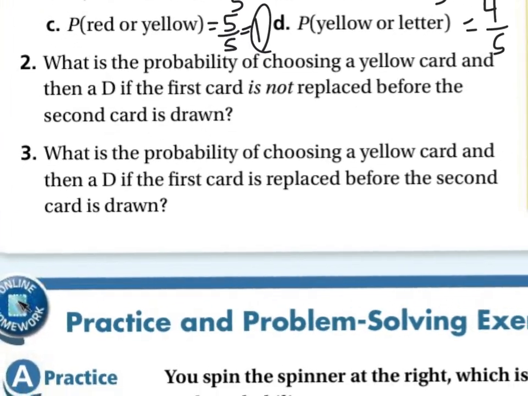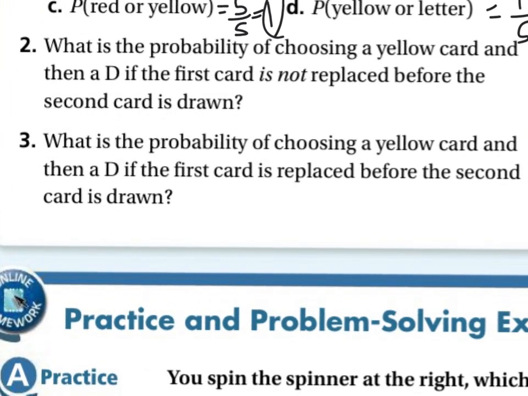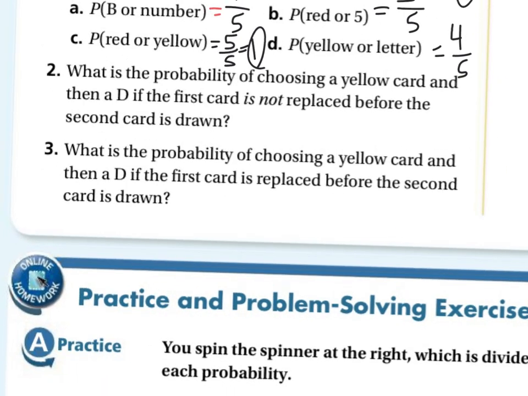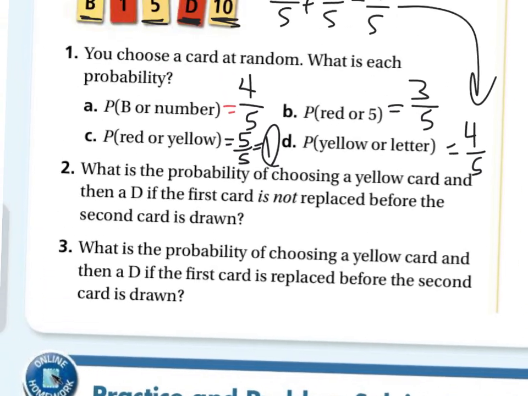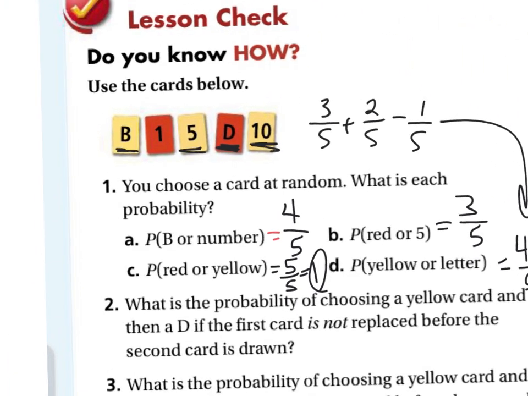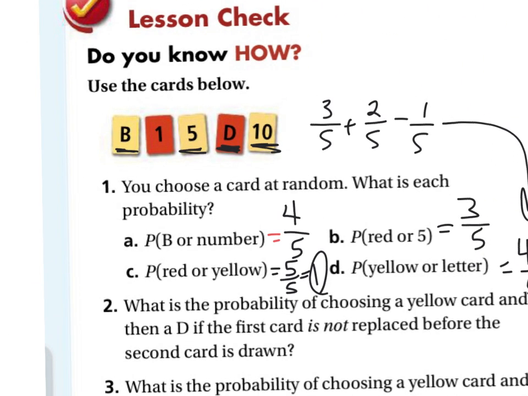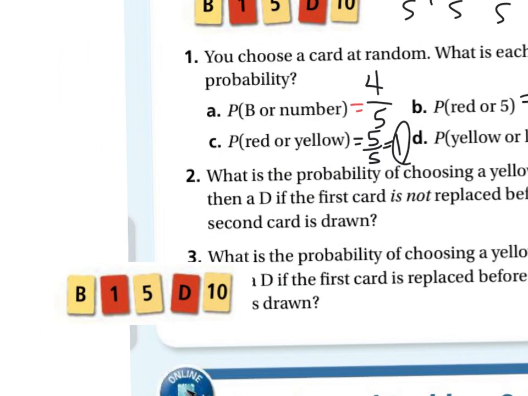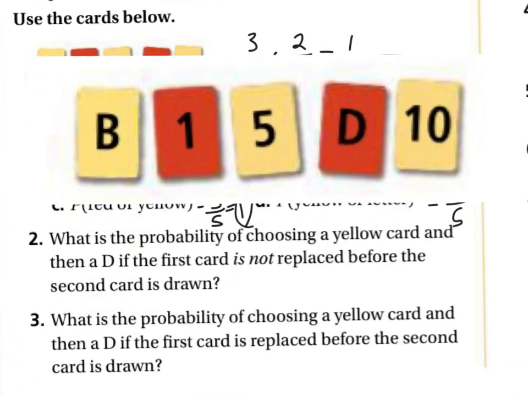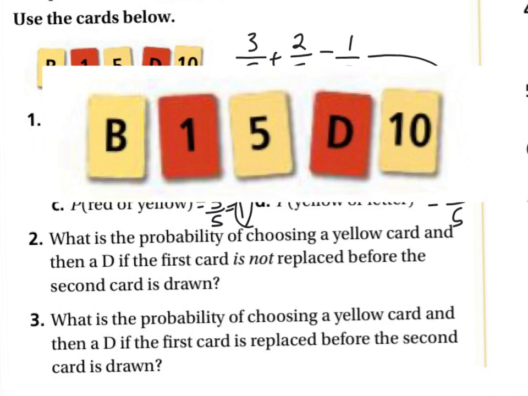Number 2, what's the probability of choosing a yellow card and then a D if the first card is not replaced before the second card is drawn? Notice on this problem the word and means we have 2 things that are happening. So to start with, we've got a 3 out of 5 chance of getting a yellow card.